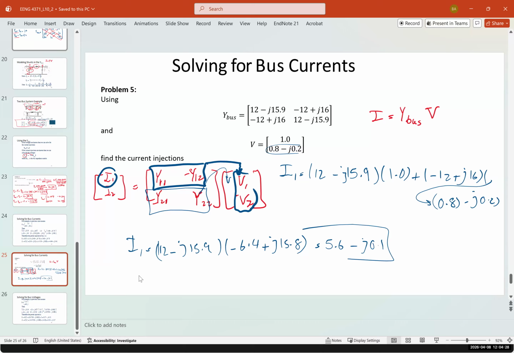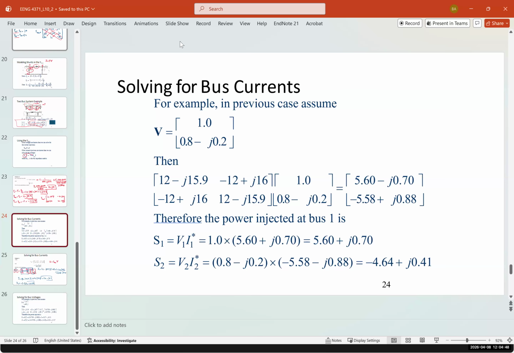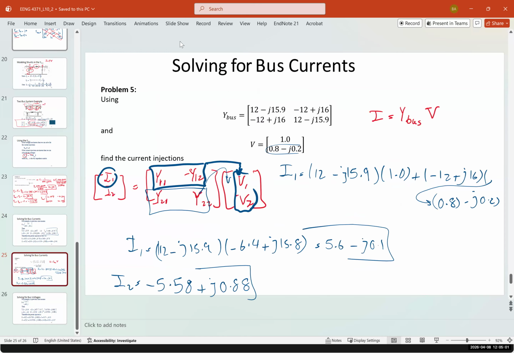And in the same way, I2 would be equal to negative 5.58 plus J0.88. So you can just do a simple multiplication and find it. Which is the same result that we got here. Oh, this is J7.